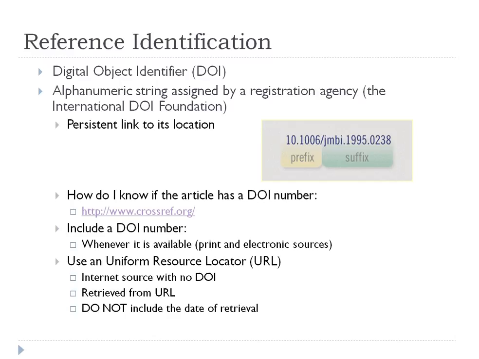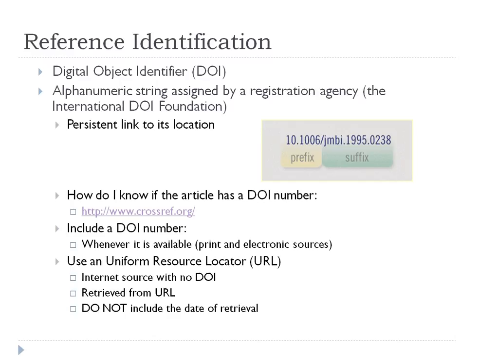Now, DOIs first started in about 2000. However, even articles before 2000 are now being given DOI numbers. So you should see that. You can also find out if any of your articles have DOI numbers by going to the link HTTP and going to the crossreference.org. And I've given you that link there where you can actually go in there and see if any of your articles have DOI numbers. So you're always wanting to include a DOI number if it's available. Okay. And that can be print or electronic sources.